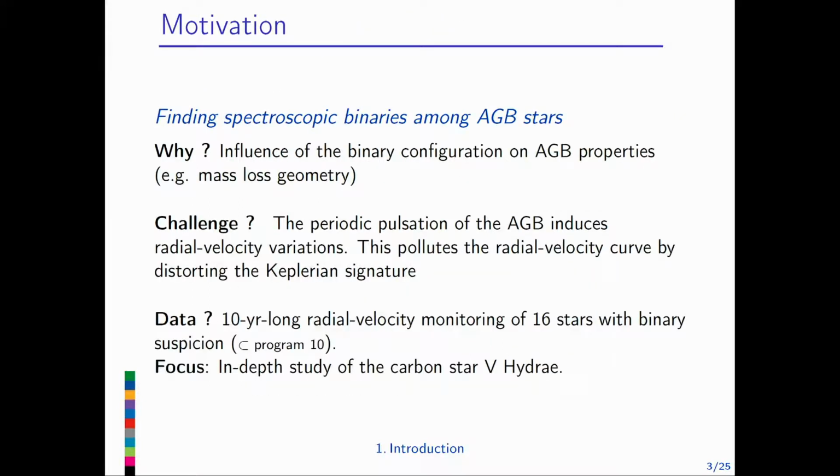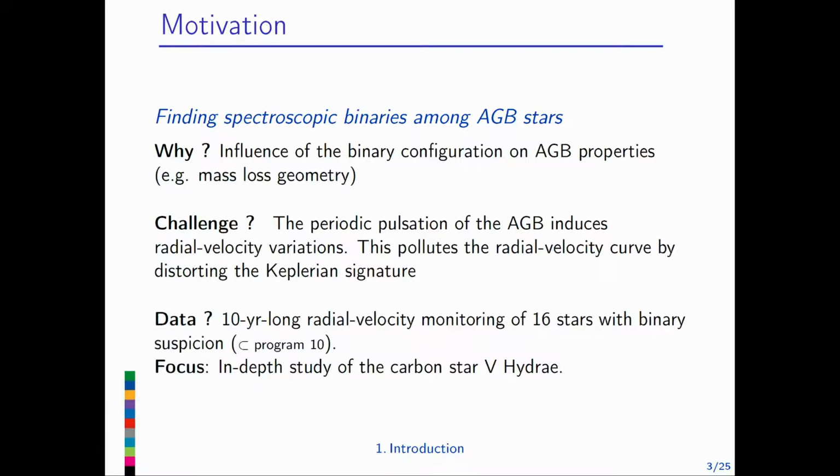Now that I have briefly recalled what an HGB star is, the motivation of my work, and therefore the subject of this talk, is to find binary systems among HGB stars. Why are we looking at those kinds of objects? Because when an HGB star is in a binary configuration, the binary system will influence the properties of the HGB star, for example the geometry of the mass loss. So it's interesting to know the existence of and to parameterize those systems.